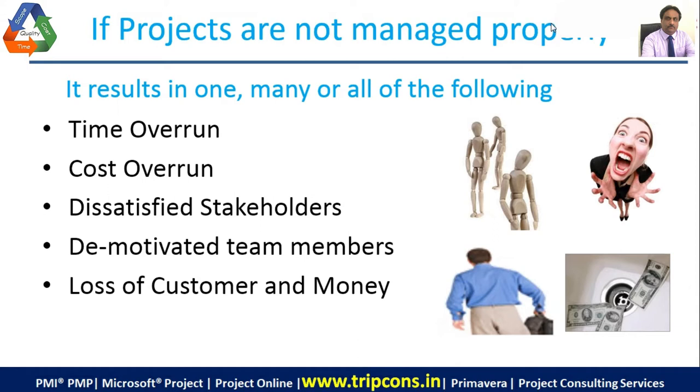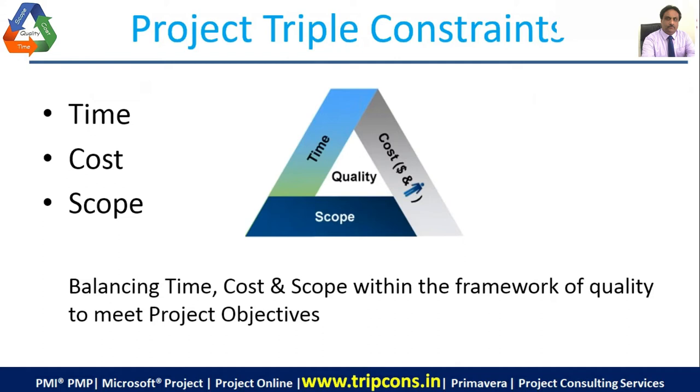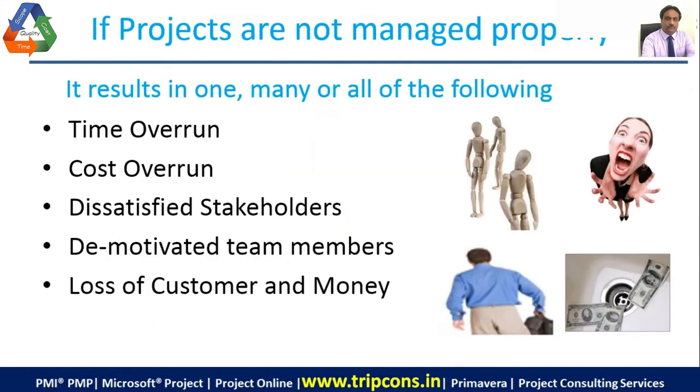Yeah. Okay, great. So we were discussing that projects have a triple constraint and we have to take care of this. If we don't, that will result in the mismanagement of the project. What happens is there is time overrun, cost overrun, then dissatisfied stakeholders. I mean our customers, clients and our business associates, partners. And our team members, those who are doing the work, also feel very demotivated because the results are not being achieved, and there is loss of customer and money.